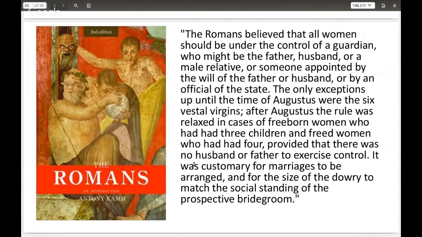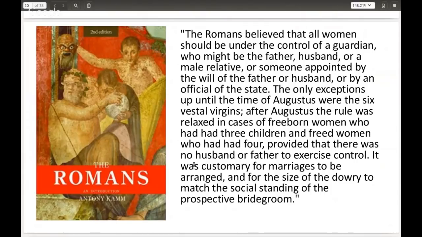And this is the book that we read, The Romans, by Anthony Kahn. And so he says in the text, "The Romans believed that all women should be under the control of a guardian who might be the father, husband, or a male relative, or someone appointed by the will of the father or husband, or by an official of the state." So women were under the guardianship of men, period. Whether it's the husband, father, brother, whoever, as long as it's a male.